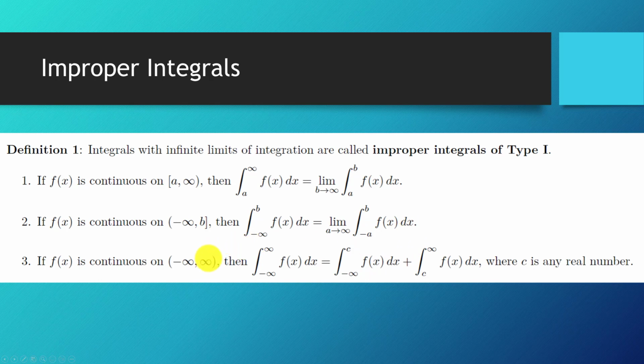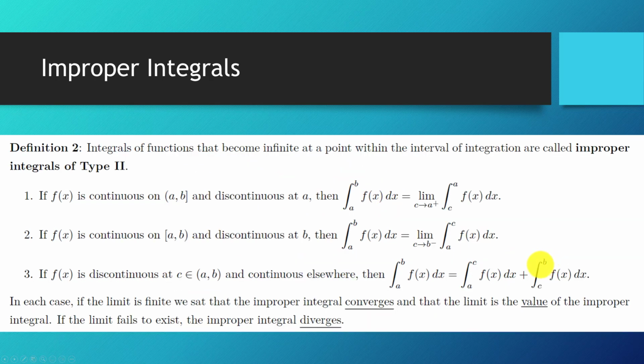And then if it's continuous from negative infinity to infinity, then you can split it up somewhere in the middle, and then apply the same two rules you just did for 1 and 2. So 3 just breaks up into the same rules for 1 and 2. Then type 2 is a little bit harder to see, and that's when you're integrating over some discontinuity.